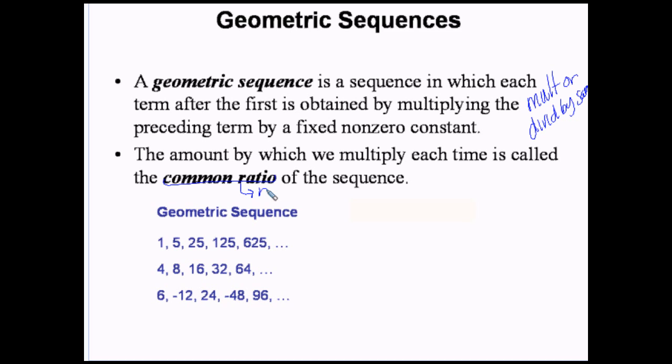Now this one, see, I'm going positive, negative, positive, negative. I'm multiplying by a negative. So if you're switching signs like that, you're multiplying by a negative. So 6 times negative 2 is negative 12. Negative 12 times negative 2 is going to be positive 24. Times negative 2 gives me negative 48. Times negative gives me positive 96.